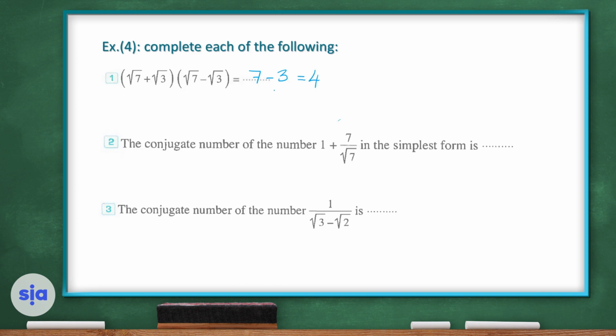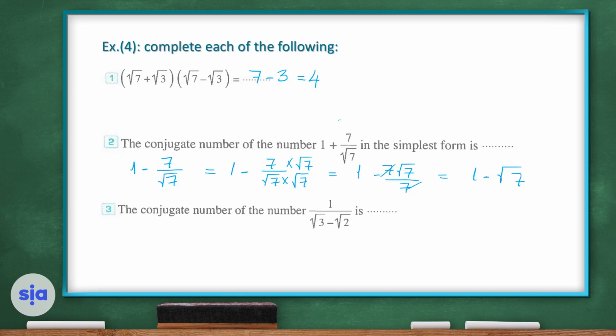Question 2, the conjugate number of 1 plus 7 over root 7 in the simplest form. The conjugate number of this one is 1 minus 7 over root 7. And then we need to rationalize the denominator, so it's 1 minus 7 over root 7, and we multiply up and down by root 7. Then it's root 7 minus 7 root 7 over 7. The two 7s are crossed out together, so it's 1 minus square root of 7.